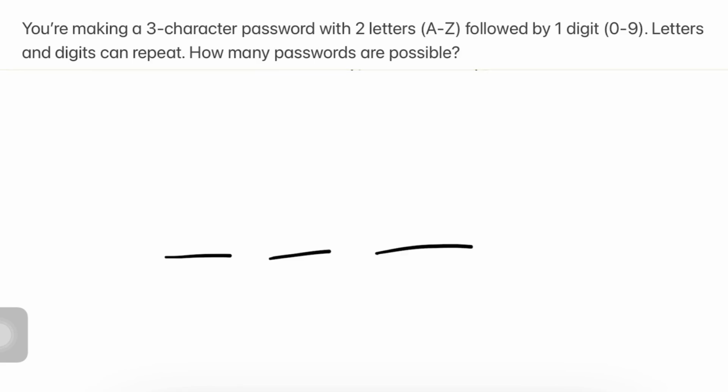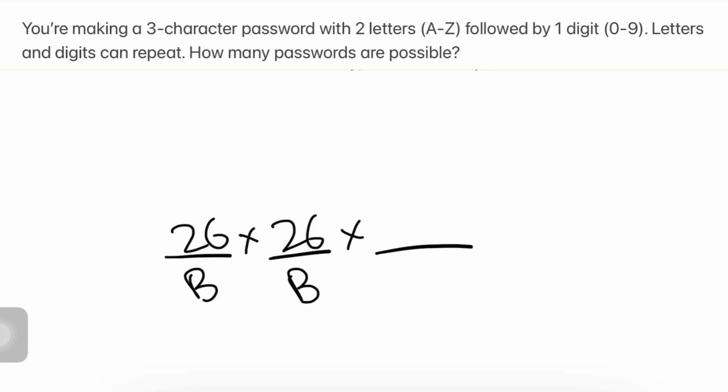These are our 3 characters. The first spot must be a letter, so that's 26 choices because there's obviously 26 letters from A to Z inclusive. And just like in the previous question, repetitions can occur. So if I had B for the first one, I could also have B for the second one. So I also have 26 possibilities for the second one. And since we have an "and" scenario, we will be multiplying the number of possibilities. So we have 26 times 26 so far.